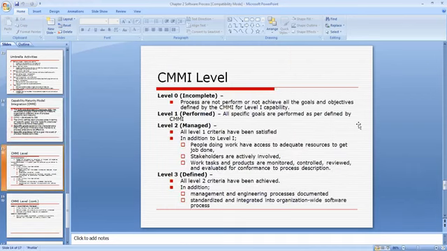So what does level 0 confine? Level 0 confines that in this level 0 the processes do not achieve all goals and objectives.